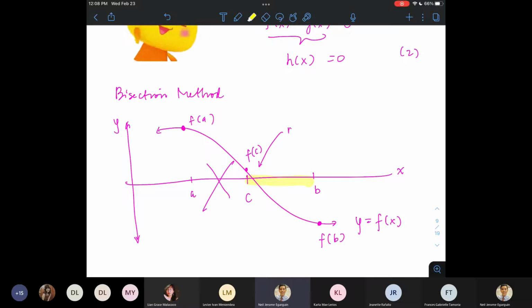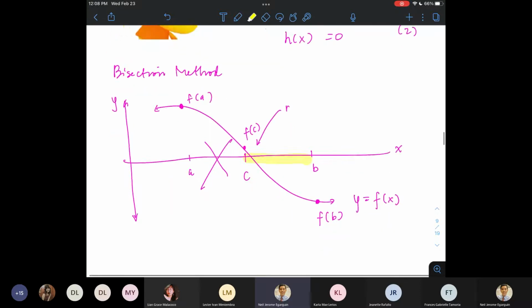Because we just keep repeating this, at every step of the way, we know that there is a root in the interval that we will get. And then the length of the interval keeps being halved. So the length of the interval will approach 0. So definitely we will get to the root. The only problem is that the convergence to the root is somewhat slow.